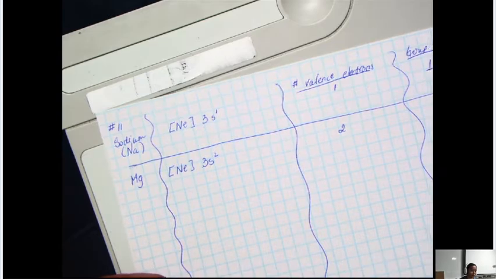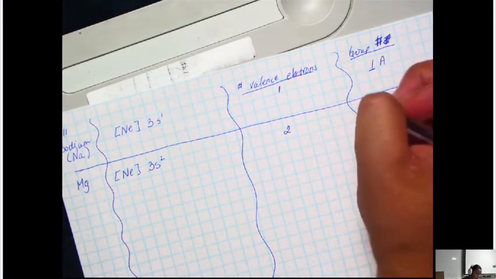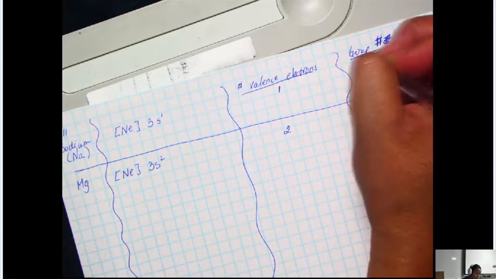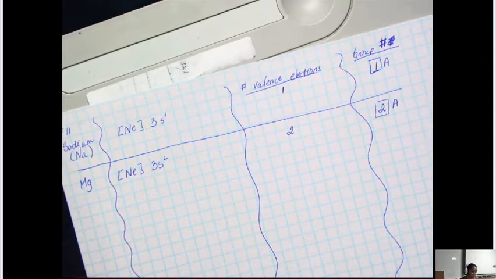Then go to the top of that group. What is the number in front of the A? So what's the group number? It's going to be 2A. All right, try the next one. Aluminum.